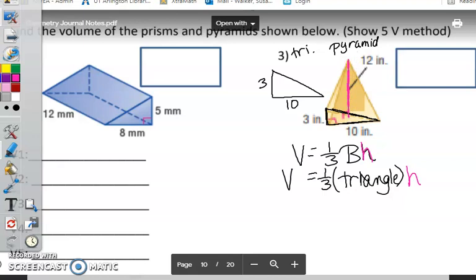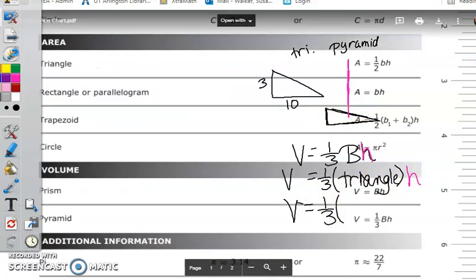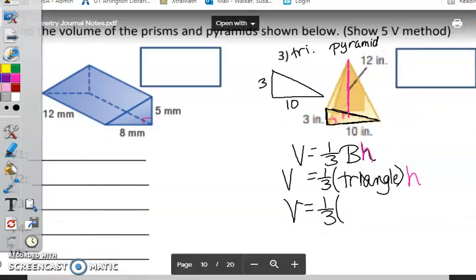Then we plug in the formula, and this is one of the more difficult ones. I don't think it's super difficult, but it's easy to mess up if you are not following this process. We put the area of a triangle, and remember, area of a triangle, we just solved it before, was half BH. And then remember, there's another H on the outside, because this is just a triangle. We also need the pyramid height. So we're going to plug in our numbers.